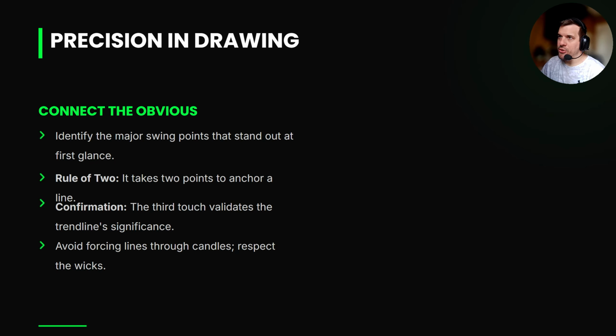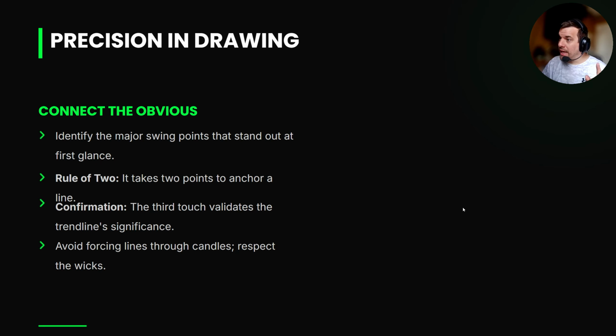Now, precision in drawing. Identify the major swing points that stand out at first glance. The rule of two: it takes 2 points to anchor a line. The confirmation, the third touch, validates the trend line's significance. You obviously need 2 points. Once you get 2 points, that is going to be your trend line. After that, the price will start bouncing off of it and potentially break out.